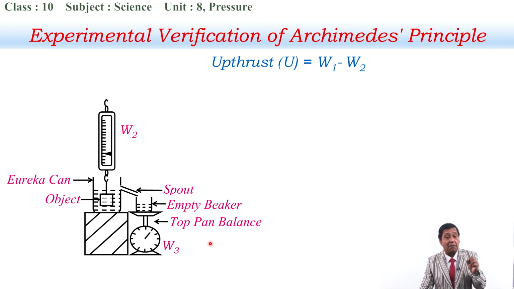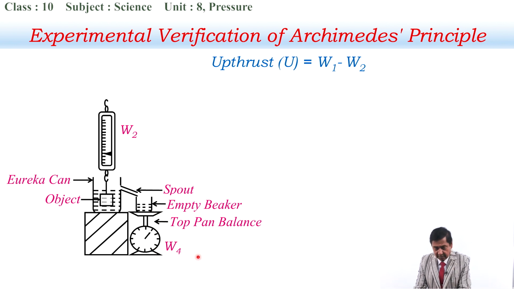Now, the combined weight of this beaker and displaced water wouldn't be W3. It is more than W3, isn't it? Because previously we were measuring the weight of the empty beaker. Now the weight of beaker plus displaced water is certainly more than W3. Now the new weight is, let's say, W4. W4 is the weight of beaker plus displaced water.